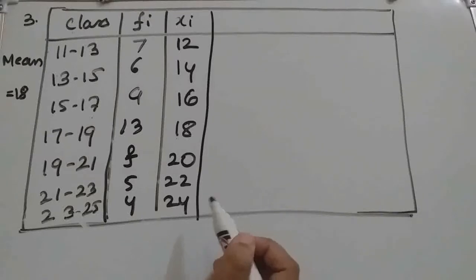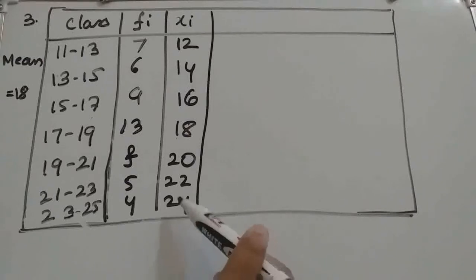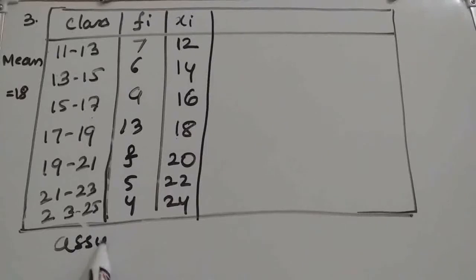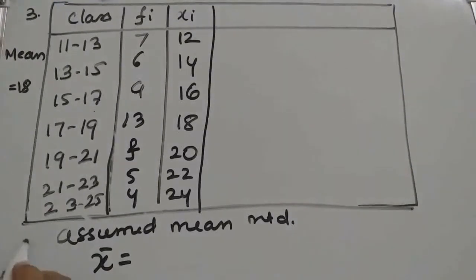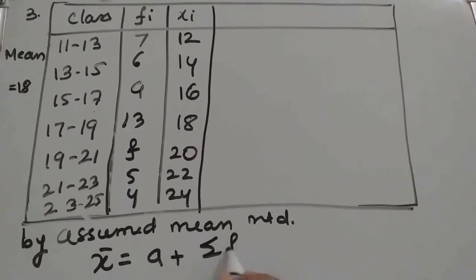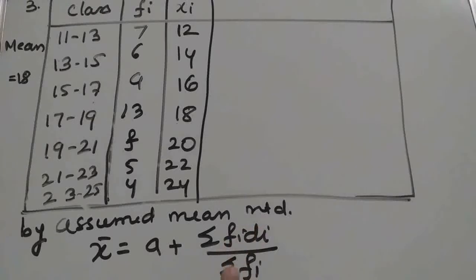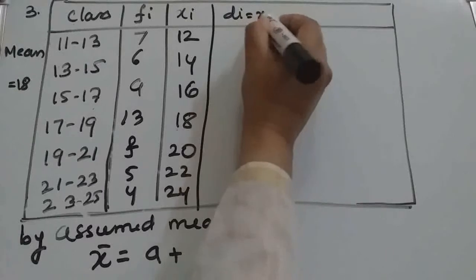Now since the values are small, smaller than 30, it's not as big, so we can use the assumed mean method. What is that method? The formula of mean by using this method is A, that is the assumed mean, plus sigma Fi di divided by sigma Fi. So this is the formula using the assumed mean method. That means we should find di first. For di, what is it? Xi minus A.